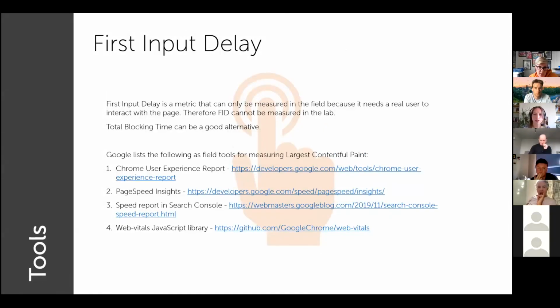First input delay, as I say, because of the user element, can only be measured after a user has taken an action on the website. That means that this isn't something that can be measured in the lab. We can only use field data for this one. And as such, the best ways to measure your website against this is to use things like the Chrome User Experience report, PageSpeed Insights, the speed report within Search Console as well. And there's also a Web Vitals JavaScript library, which is quite useful.